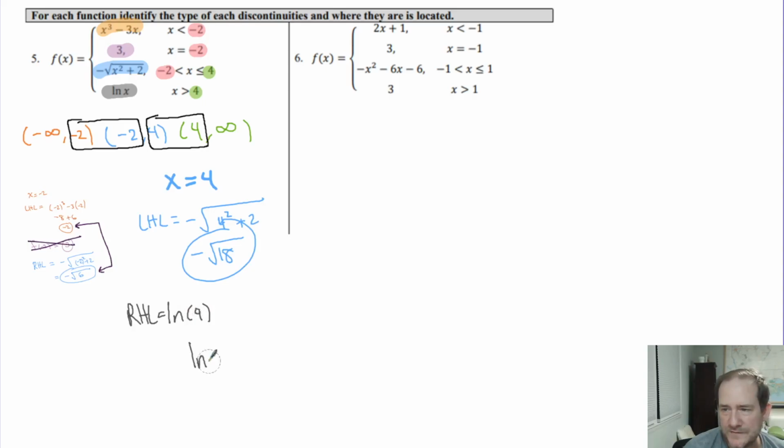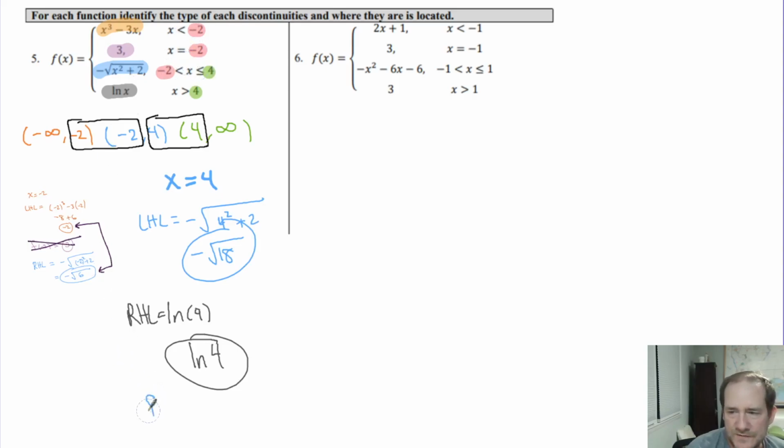And what's the ln of 4? I don't know what it is. But I know it's not the same thing as the square root of 18. It just isn't. Okay? So we have the exact same conclusion to make here, is that at 4 we are getting another jump discontinuity. And because it's a jump, I don't actually care what the value of the function is, but for those of you who are curious, we're allowed to be 4 here in this third interval.